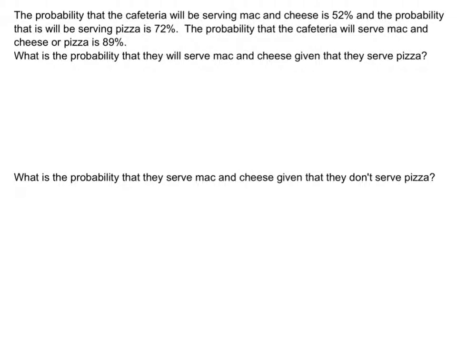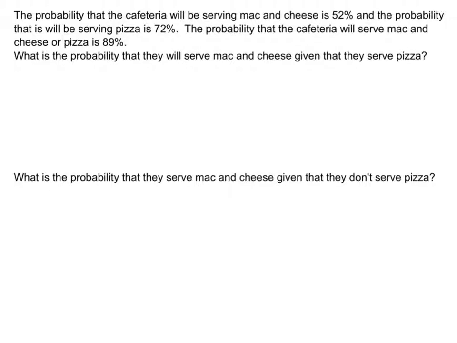Okay, so let's look at this problem. It says that the probability the cafeteria will be serving mac and cheese is 52%, and the probability that it will be serving pizza is 72%. The probability that the cafeteria will serve mac and cheese or pizza is 89%. What is the probability that they will serve mac and cheese given that they serve pizza?